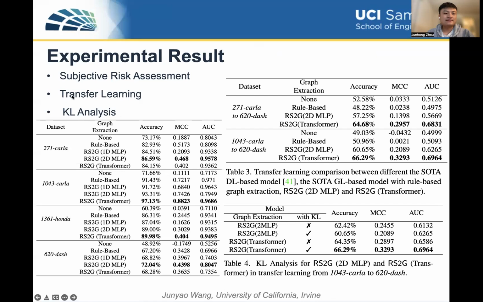And the experiments can show our efficiency. For example, the first one on the left is the subjective risk assessment. You can see that on the 271 cars, 1043 cars, and 1361 Honda datasets, RS2G, our method, outperforms all the other methods.